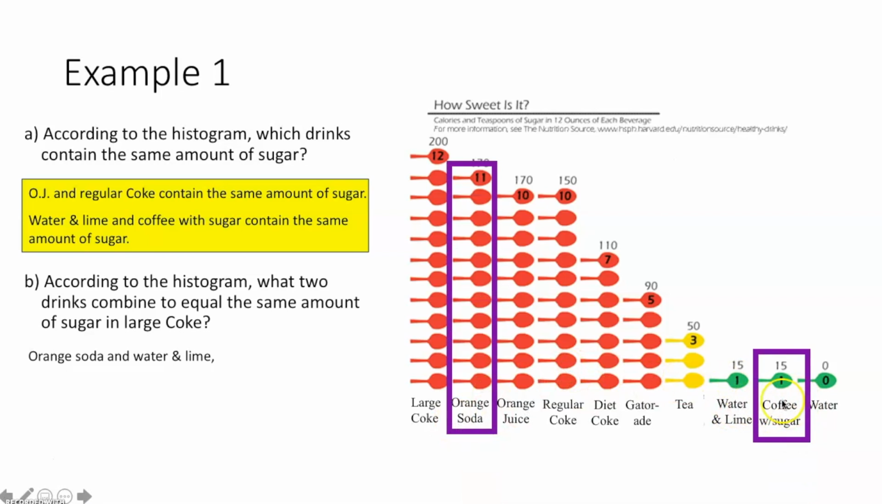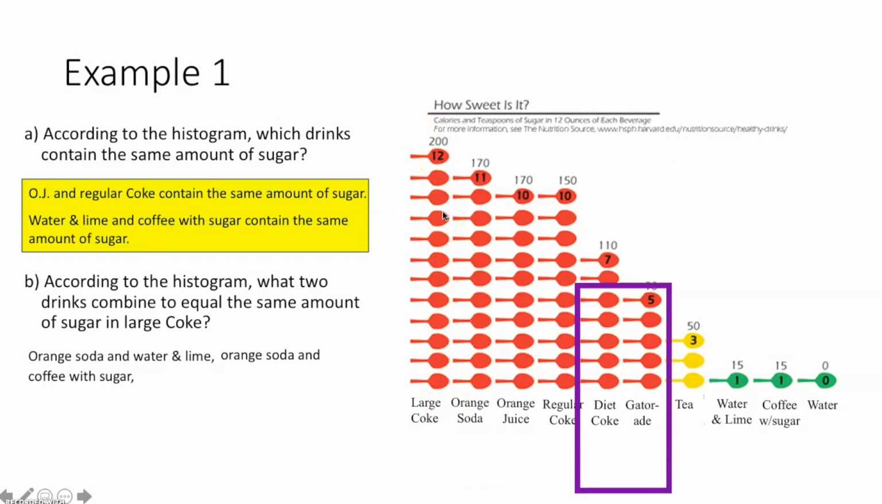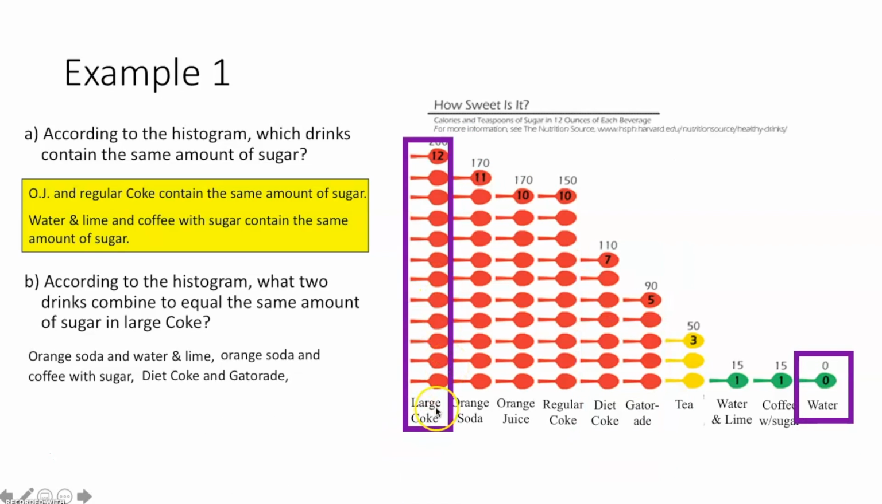Next, the orange soda and coffee with sugar. Because water and lime and coffee and sugar are both 1, they would both add with the orange soda to equal the same amount of sugar that's in large Coke, 12. Next, Diet Coke and Gatorade. If you were to add these together, 7 plus 5 also equals 12. So that's another combination. And then we also have large Coke and water, because 12 plus 0 is still 12. And I think that's all of them, so we're done.